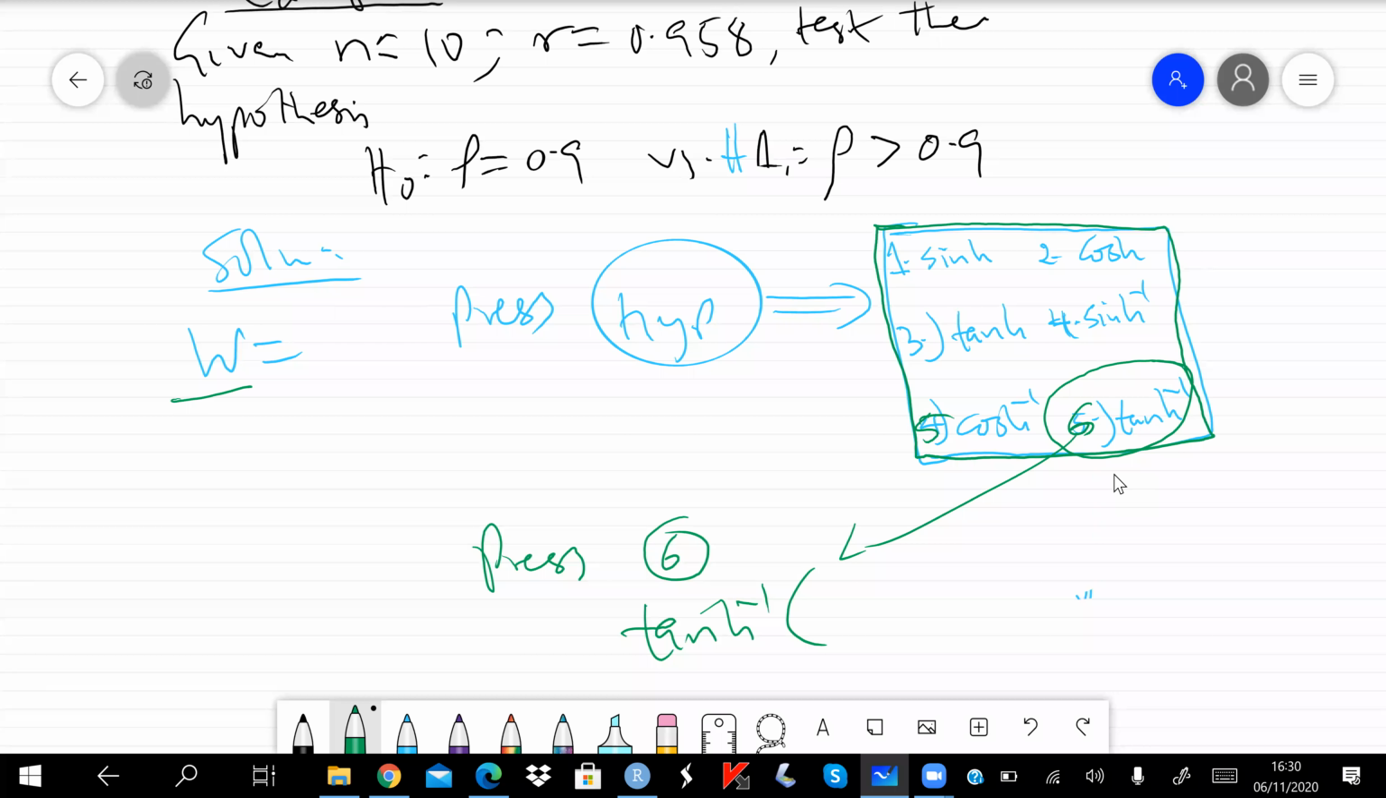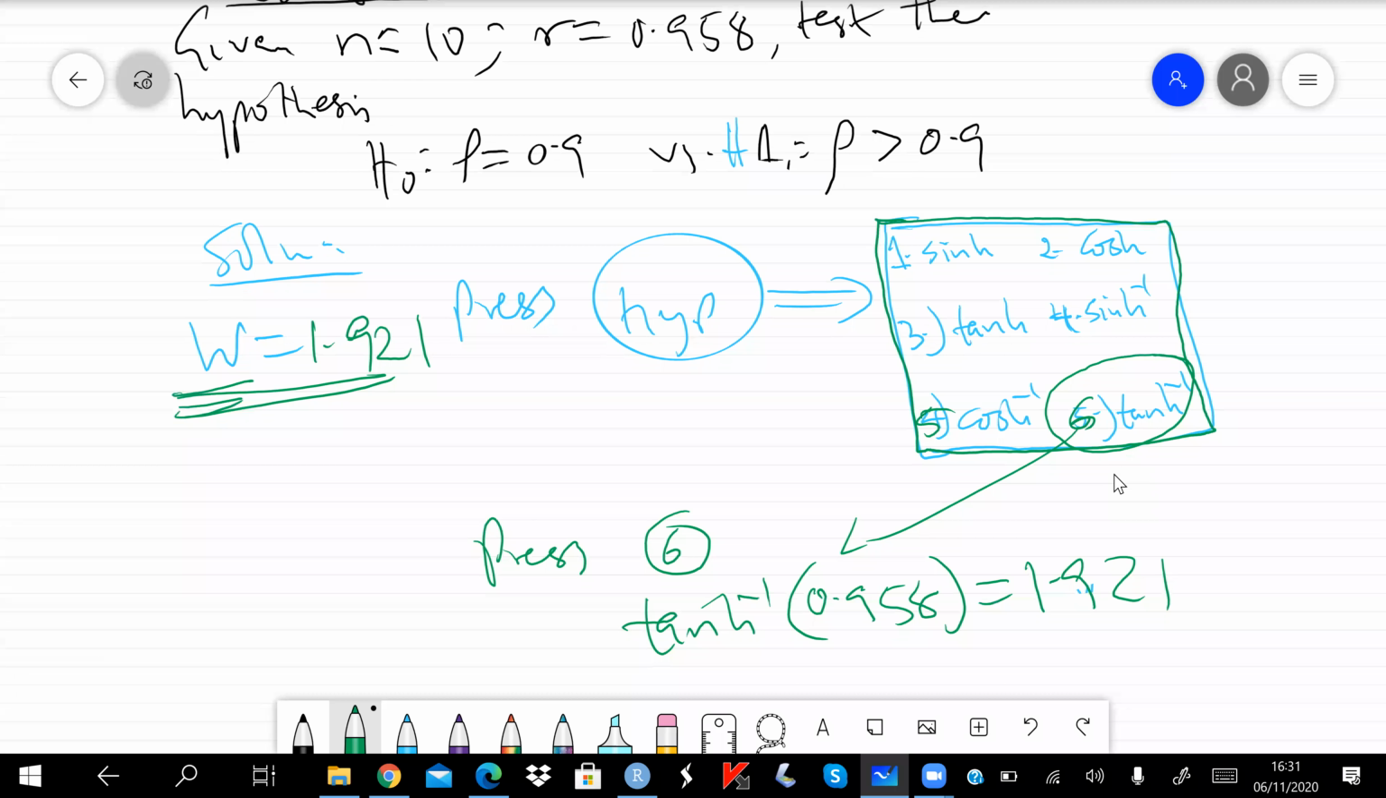And remember, we are obtaining W using the sample value. So here you type 0.958 close brackets. Which will give us 1.921. So this is the value we're talking about, 1.921. So that's our value of W.